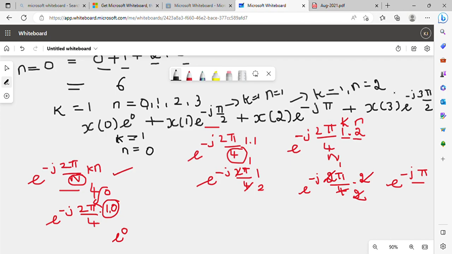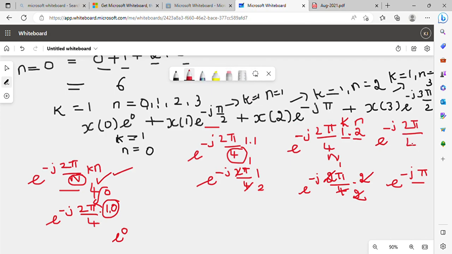This combination is k equal to 1, n equal to 3, right? So now my equation is this only, I don't write it again. So now let me take it. It is e to the power of minus j 2 pi by capital N, which is 4.